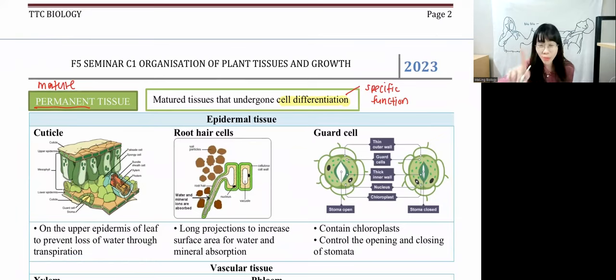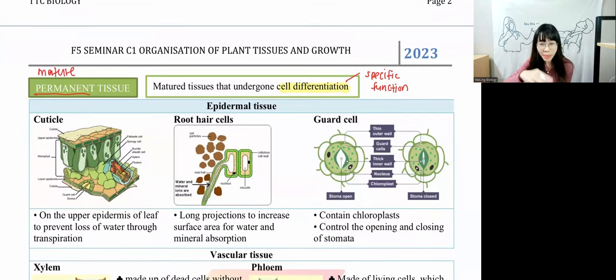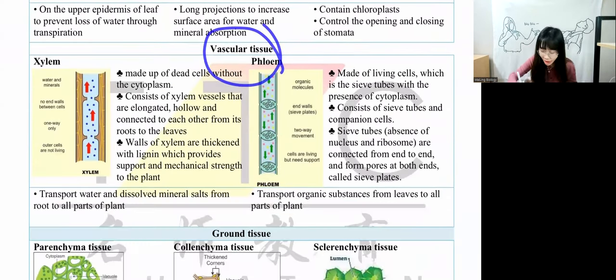Usually vascular cambium is to form xylem and phloem. In cork cambium, they have to form cork. It's a formation of certain things. Okay, it's called cambium. Now permanent tissue, we have three different types. We have epidermal tissue, we have vascular tissue, we have ground tissue.